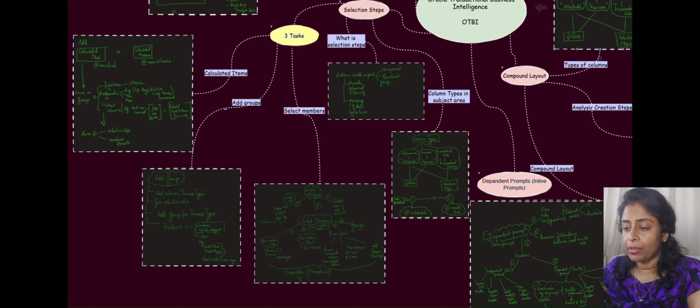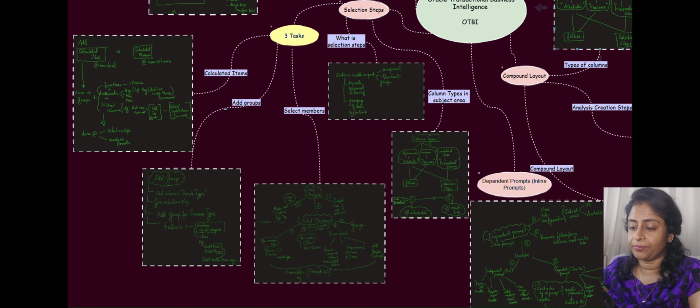First is select members. This filters the data based on specific conditions, which is similar to a where clause but applied visually at the results level. Second is add group. This combines multiple data items into consolidated rows for summary views. And third is calculated item. This creates a new data point using arithmetic operations and functions on existing rows. Each task serves a different analytical need, from basic filtering to complex calculations.